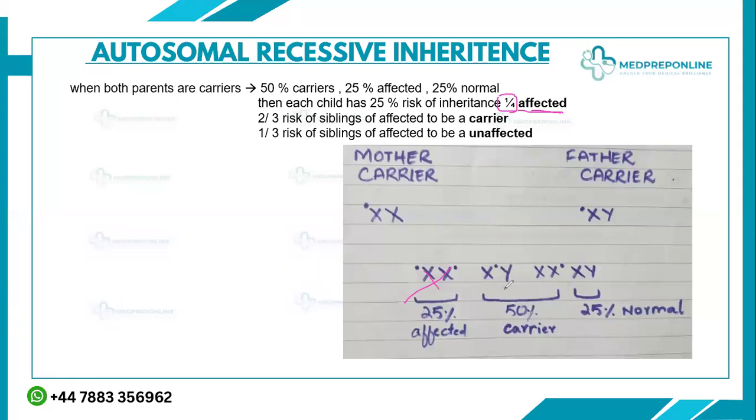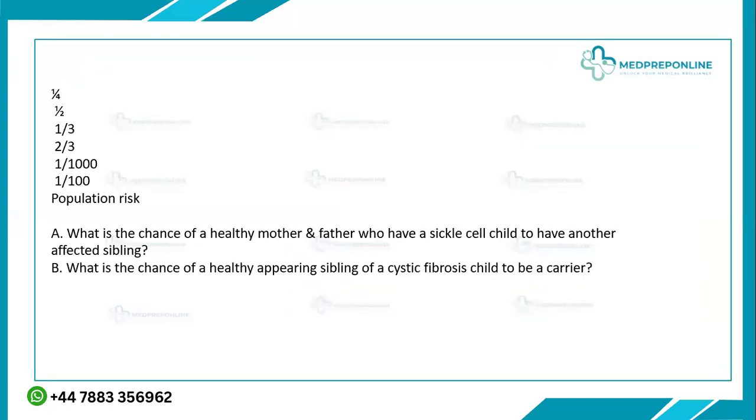Okay, still if the child has more siblings, then what will be the risk? So always the risk remains 1 by 4 to be affected. Okay, so this is the answer over here. 1 by 4 will be for the affected. Another question, what is the chance of a healthy appearing sibling of a cystic fibrosis child to be a carrier? Now, in this question, they are talking about a carrier.